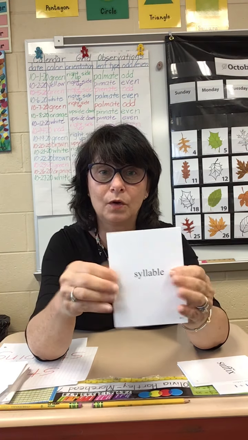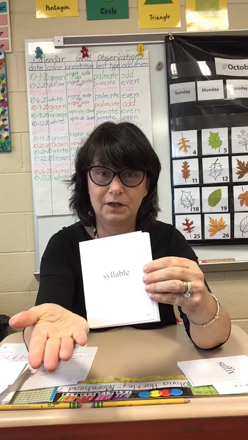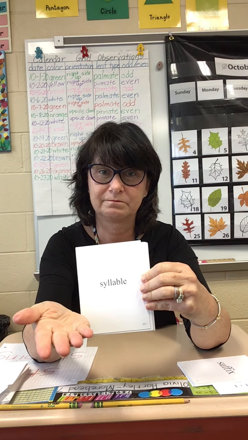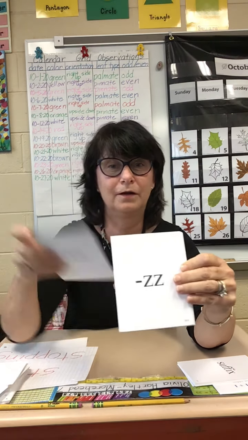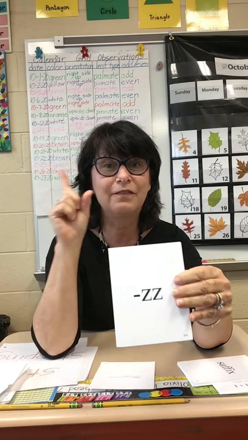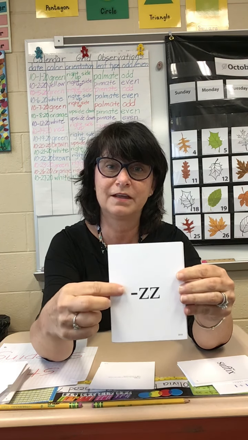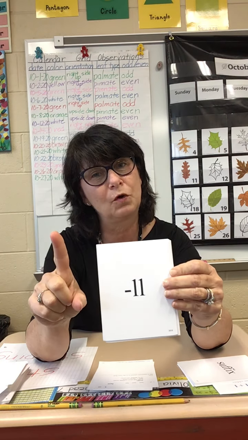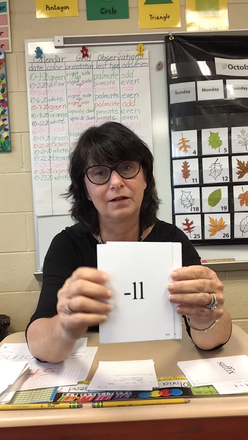A syllable is a word or part of a word with only one vowel sound. Can you say that? Good job. All right, we are going to say these together. At the end of a one-syllable word, after one short vowel, Z is spelled ZZ. At the end of a one-syllable word, after one short vowel, l is spelled ll.